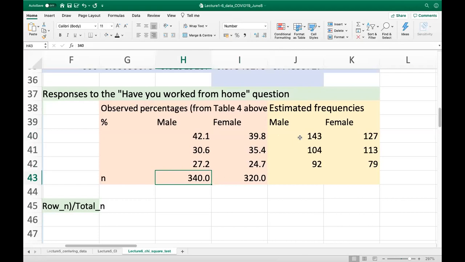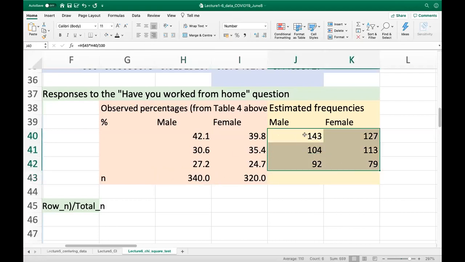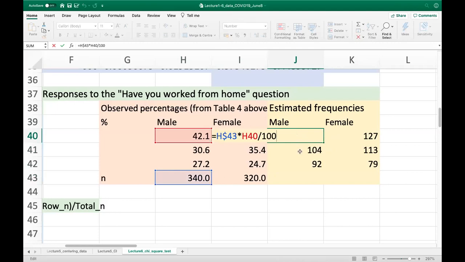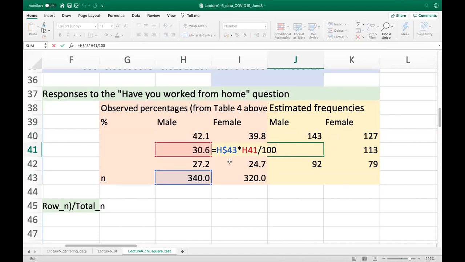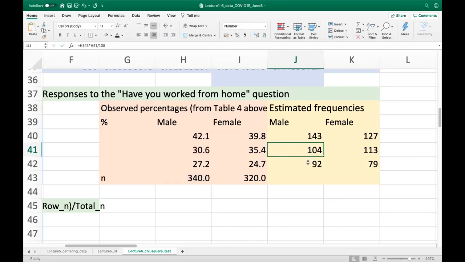We can reproduce, to our best estimate, the counts, the frequencies. You can see from the equation, again, if you double click on the cell, you will see the equations. So this is H43 times H41 divided by 100. That gives us n times 30.6%, rounded up to 104. So this gives us the best estimate of the frequencies.